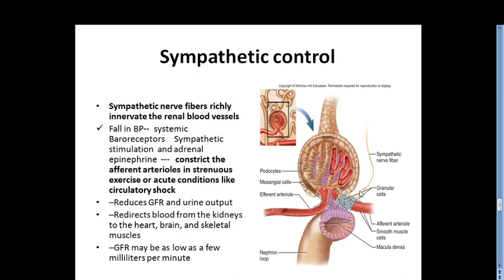In this picture you can see these are the granular cells. They are present in the afferent arterioles. In between, these purple colored ones are the mesangial cells, and over the DCT and nephron loop there are macula densa cells. These three, mesangial cells, granular cells and macula densa, are involved in intrinsic regulation of renal blood flow, and they are also involved in extrinsic mechanisms, like the renin-angiotensin axis.